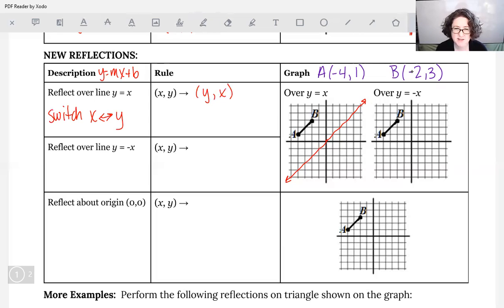So let's see what this looks like and see if this rule actually works. So that means if we have the point A, negative 4, 1, if we just flip-flop the numbers, our new point A prime would be at 1, negative 4. And our new point B prime.